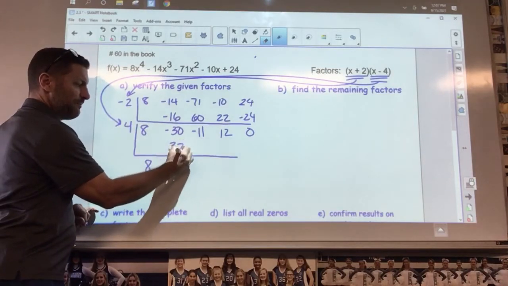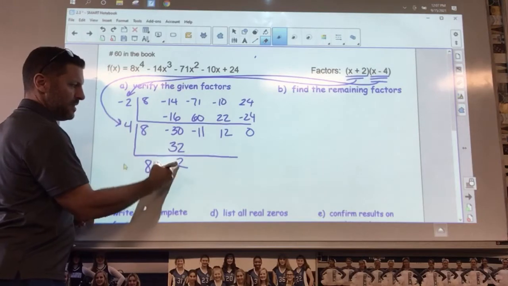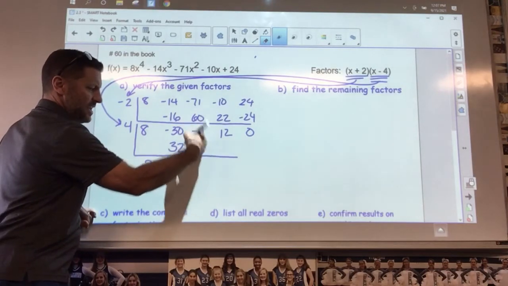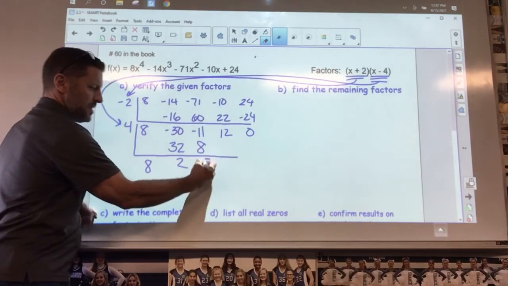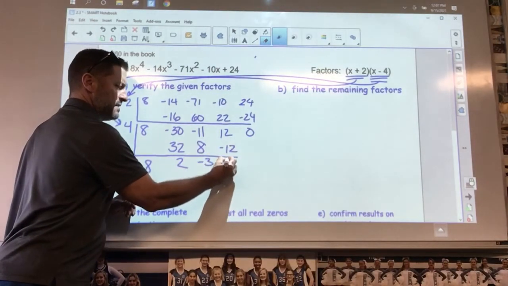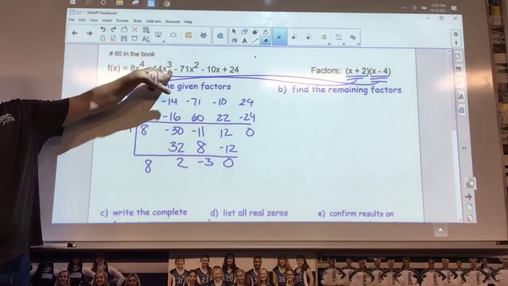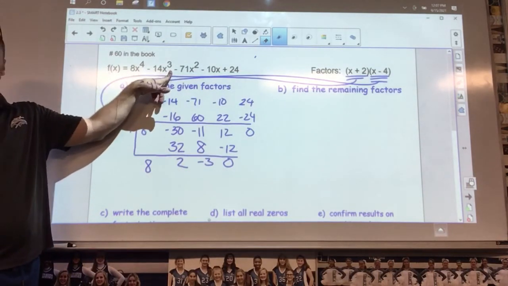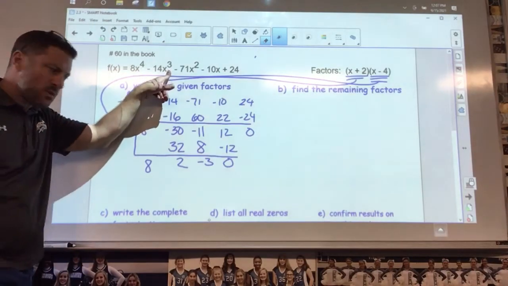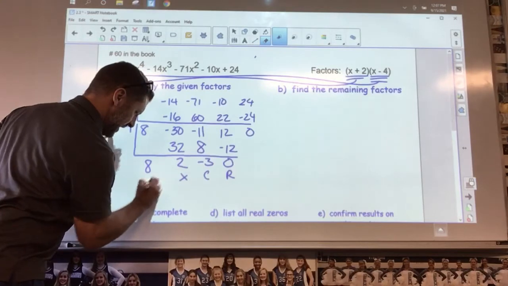32. Add 2. Multiply 8. Add negative 3. Multiply negative 12. Add 0. So here's in essence what you just did. You took something that had x to the 4th in it, and you reduced it down so it was only x squared. Because remainder, constant, x squared.